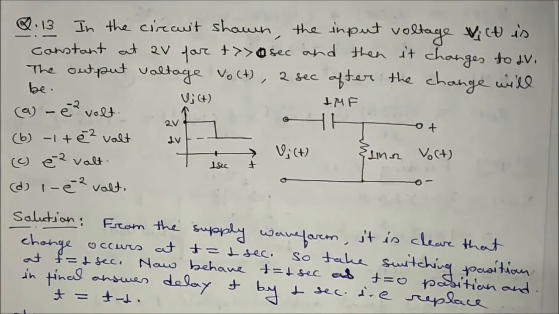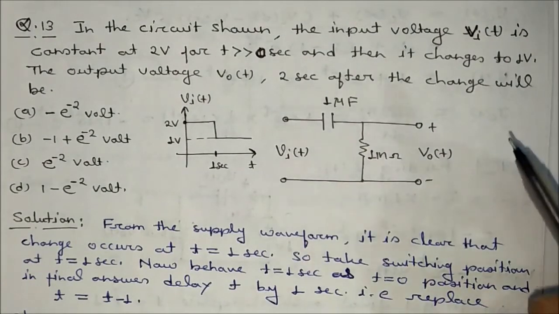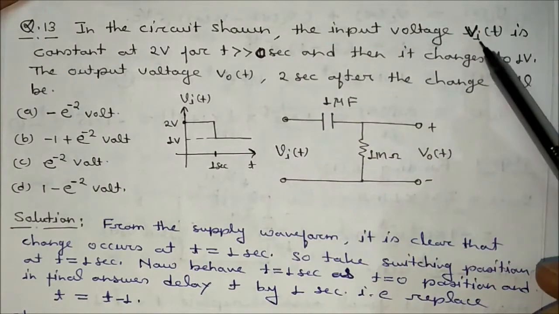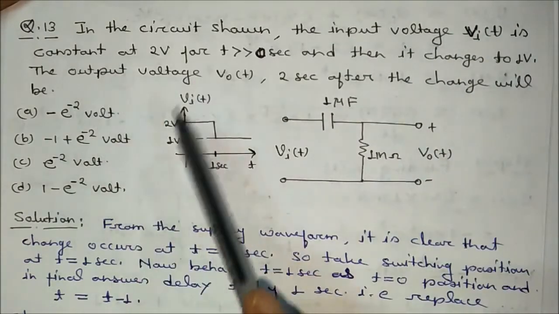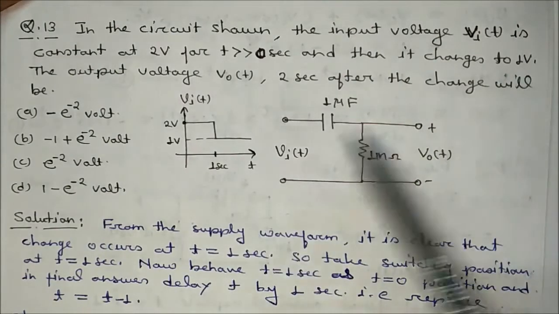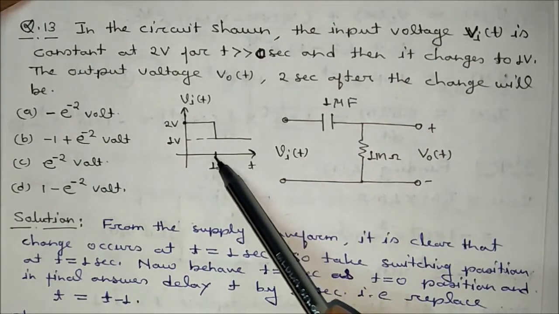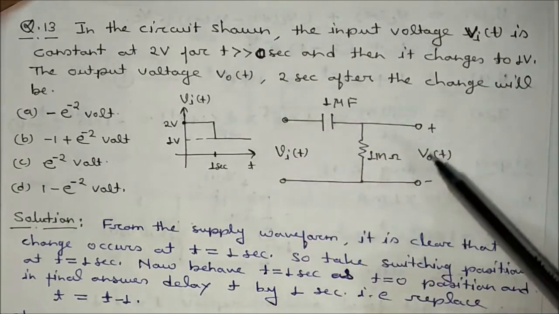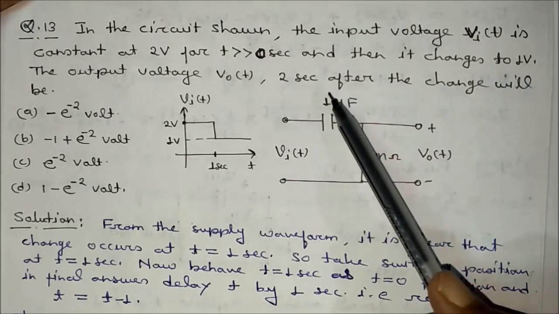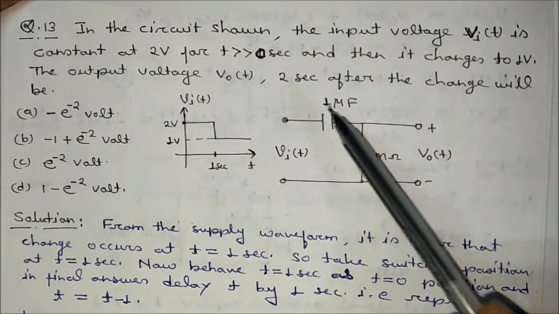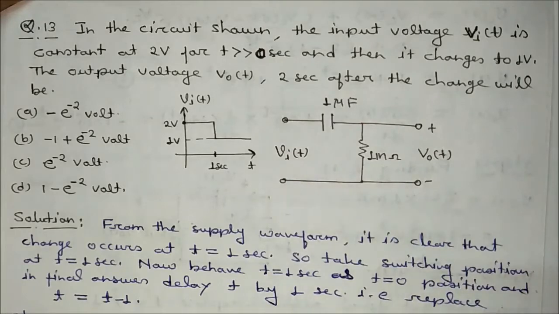Now, starting with the next problem, that is the 13th one. See, in this circuit it is given that the input voltage Vi(t) is constant at 2 volt up to 1 second, and abruptly it changes to 1 volt after t greater than 1 second. So it is asking about the V0 voltage after the change, exactly at 2 seconds. Okay, so let's see.